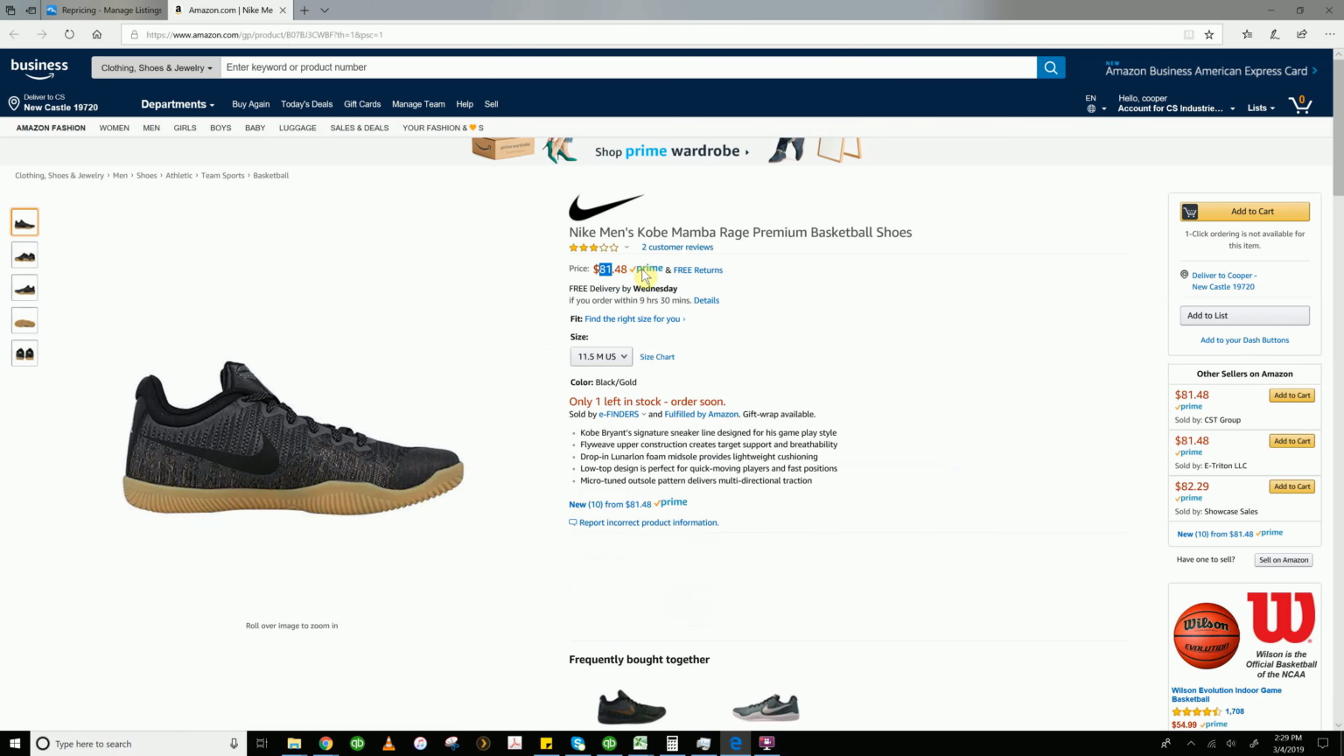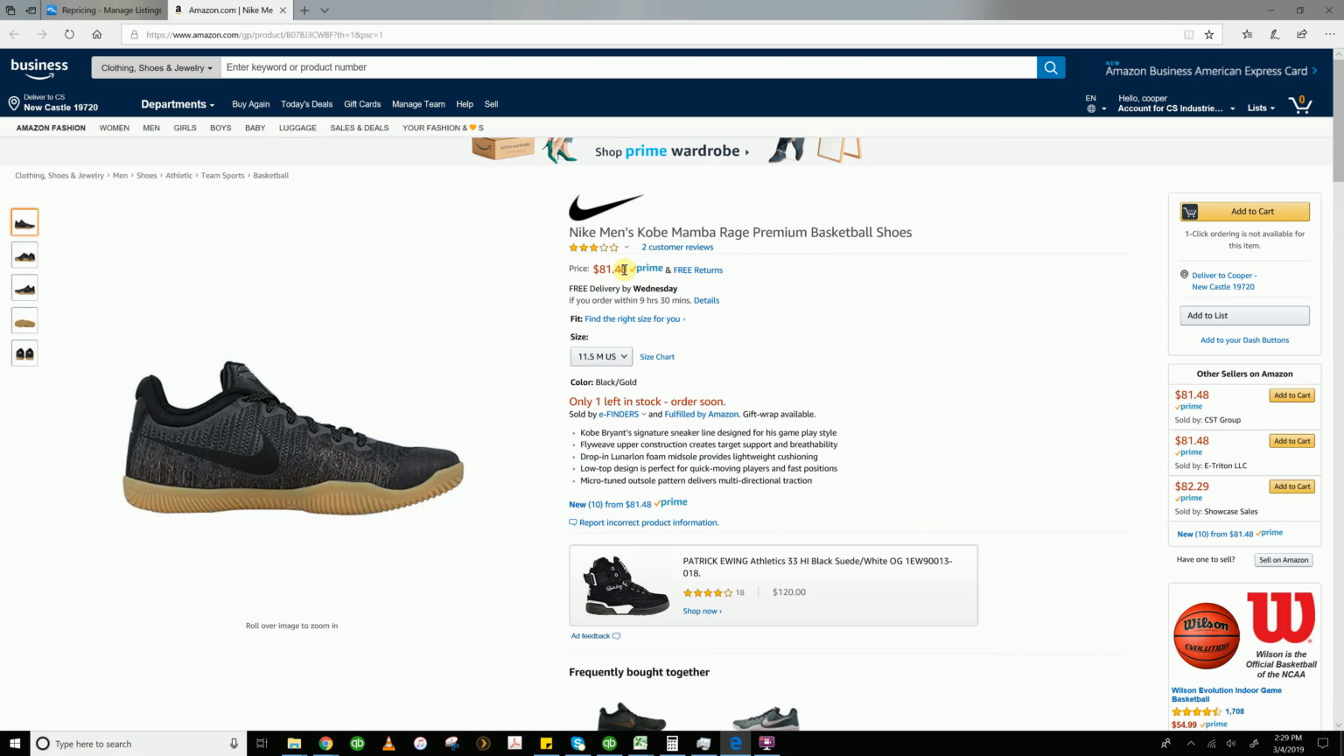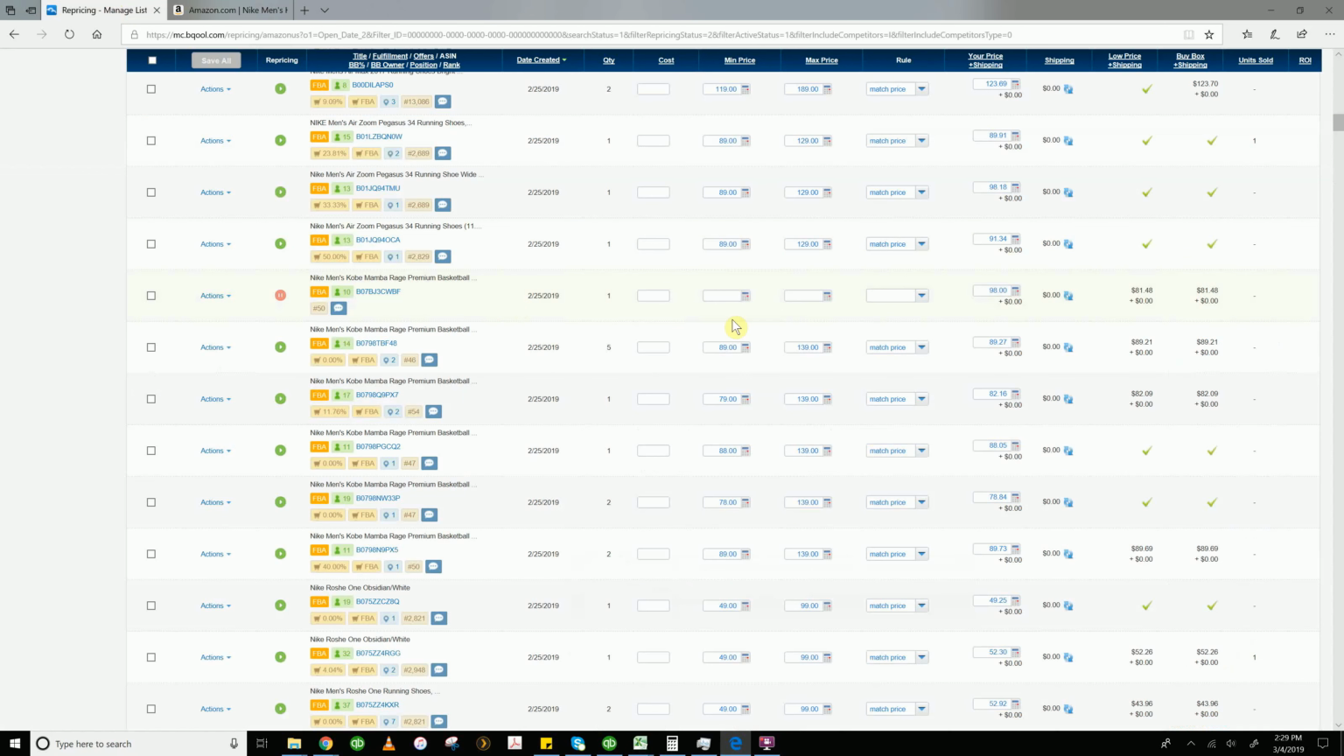So you can see the current buy box is 81.48, and there's one left. I'm right here for some reason. I guess my old price is still in. I unrepriced this just to show an example of how to do it.